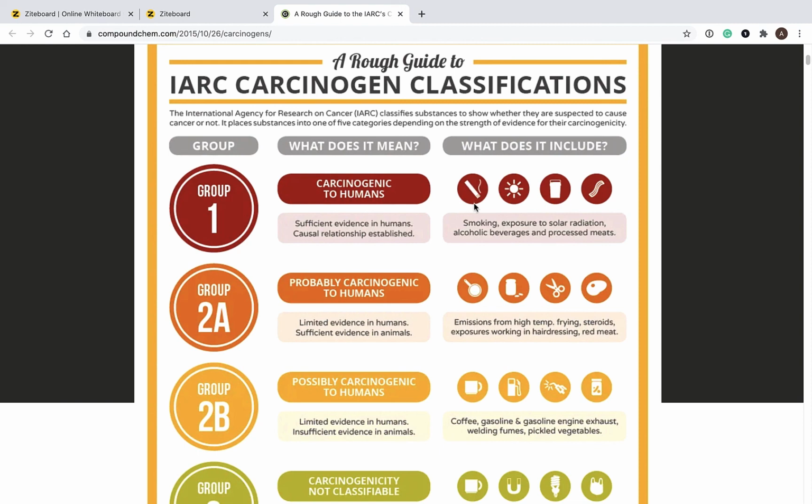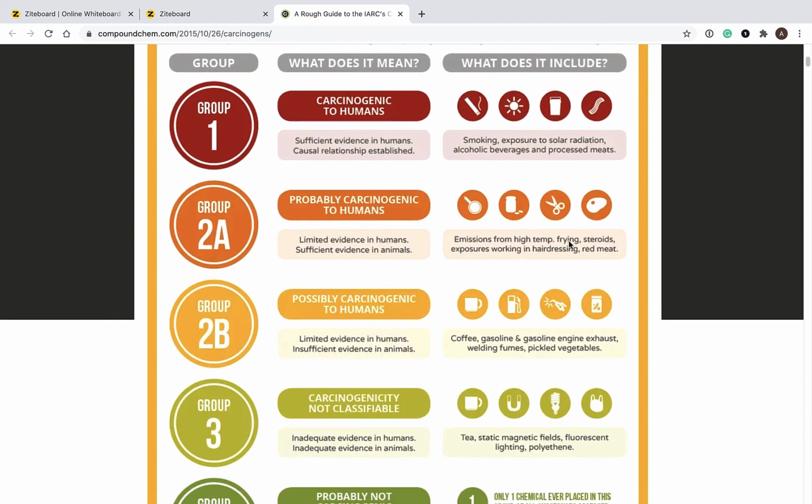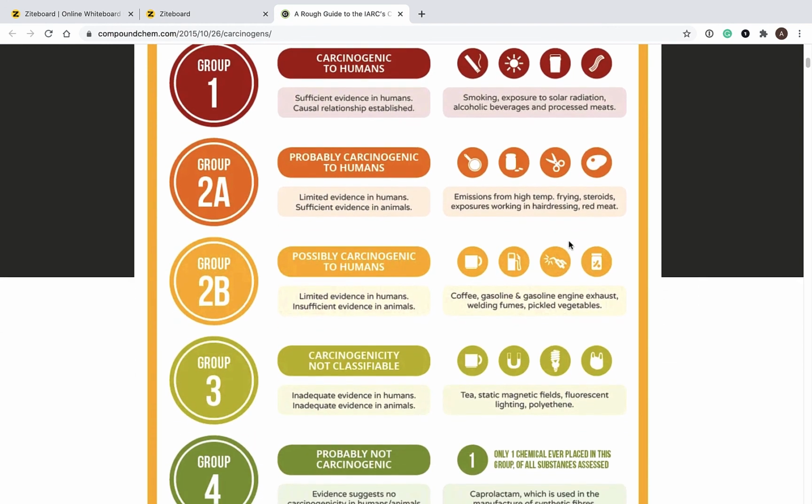So things like smoking cause lung cancer, UV radiation can cause skin cancer, alcohol, and then this is bacon, processed meats. So this is going to the deli and buying deli meats, the Lunchables that you buy your kids, and yes, bacon. And so any processed meat is considered a group 1 carcinogen for specifically colon cancer.